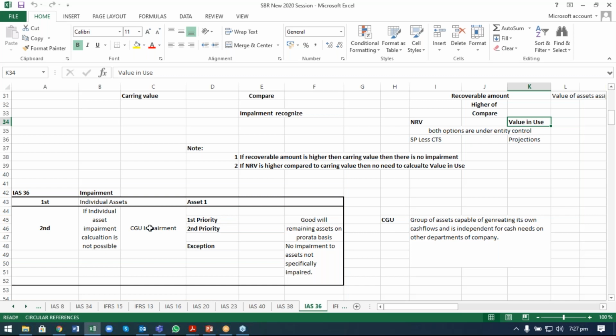So you need to find out the value in use of just the assembly department. Do you think that without the involvement of the production department or the finishing department, the output of the assembly department can be sold into the market? It's not possible. So it's not possible to find out the impairment of that assembly department on an individual basis. We have to calculate impairment as a whole on the complete cash generating unit.